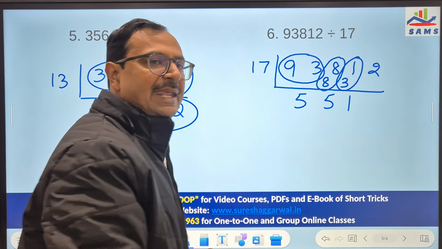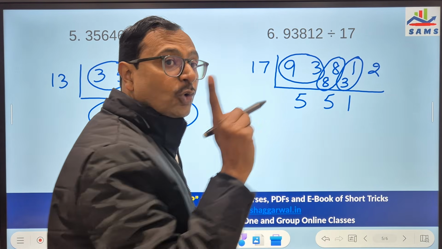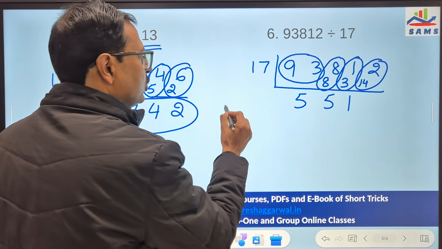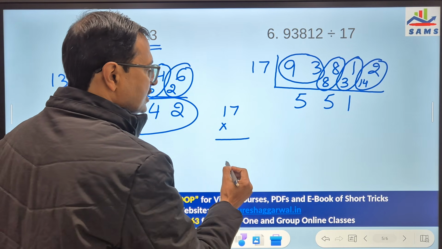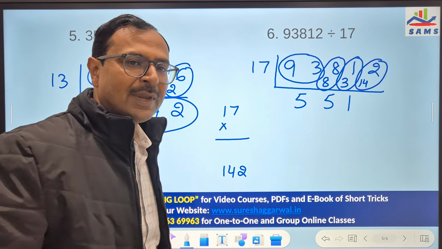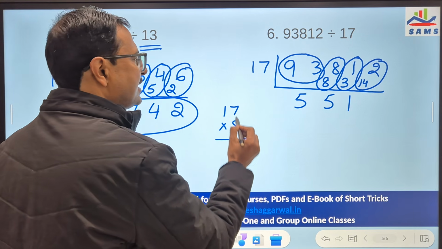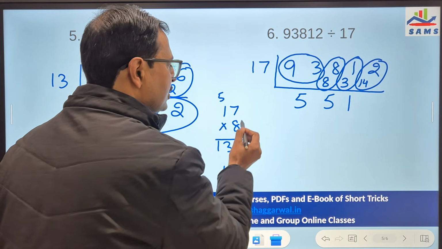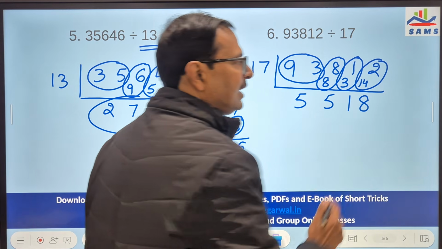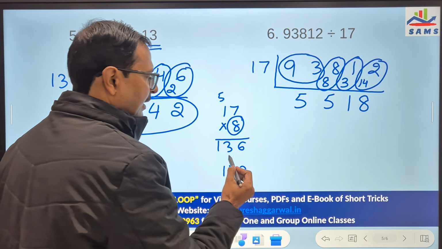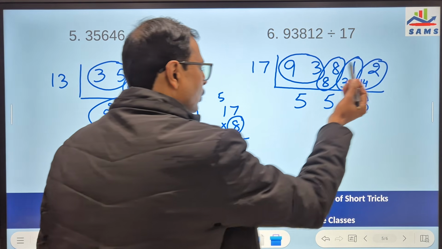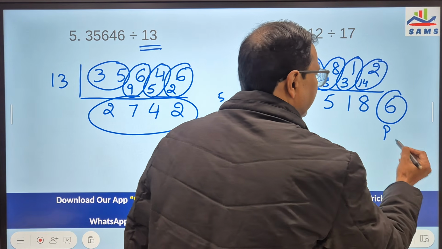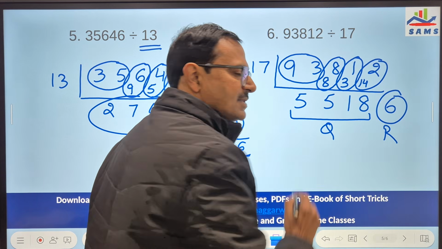17 1 times is 17 and 31 minus 17 is 14. So I will write a 14 here. So this becomes 142, and now I have to do 17 times something, getting me closest to 142. How about taking 8? 8 sevens are 56, 6 5, 8 ones are 8 plus 5 13. See, it gets me closest to 142. So 8 times. So I will write a 8 in the quotient, and what it gets me is 136. So 142 minus 136 is 6, and therefore this 6 gives me the remainder, and 5518 becomes the quotient for the question.